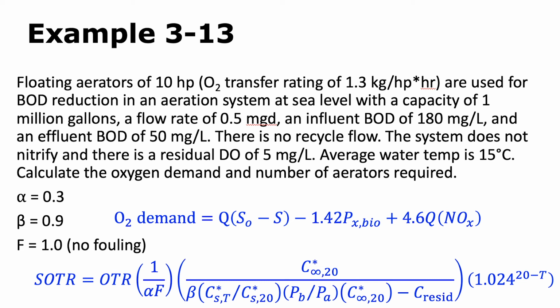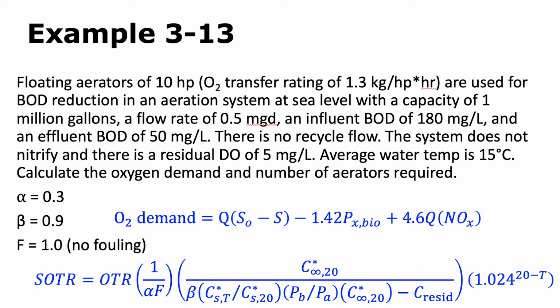Okay, let's do another example problem. So let's suppose that we have floating aerators, 10 horsepower each, with an oxygen transfer rating of approximately 1.3 kilograms per horsepower hour, and that they're going to be used for a BOD reduction in an aeration system for a wastewater treatment plant located at sea level with a capacity of 1 million gallons. That would be the volume of the basin, a flow rate of 0.5 million gallons per day, an influent BOD of 180 milligrams per liter, and an effluent BOD of 50 milligrams per liter.